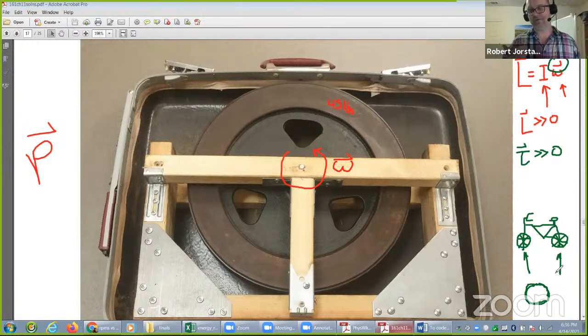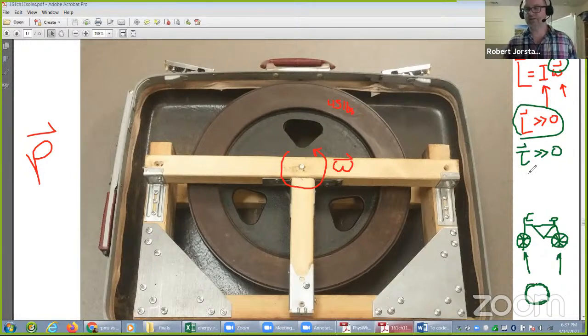This is why when you come to a stop on a bicycle, you might fall over, whereas when it's running, it's a lot easier to keep your balance. Once you're moving, you have a large angular momentum. It takes a large torque, or a small torque a large amount of time. Either way, you want to think about it.